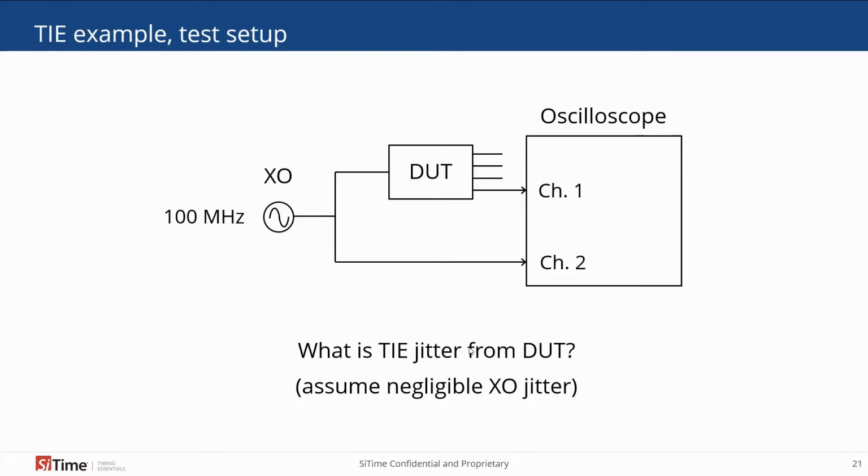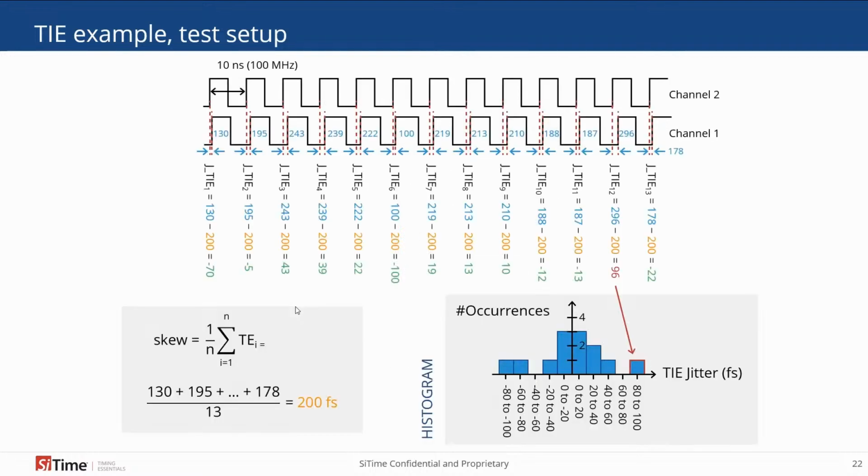So to help explain this time interval error definition, let's go through a thought experiment. Let's suppose we have a 100 megahertz oscillator, and let's suppose that the oscillator has no jitter on it. Or we could say equivalently that the jitter on this oscillator is much lower than the jitter on the device under test that we're trying to characterize. And so the question is, what is the TIE jitter output by the DUT? So the DUT is entering channel 1, and the reference, or our oscillator, is entering channel 2.